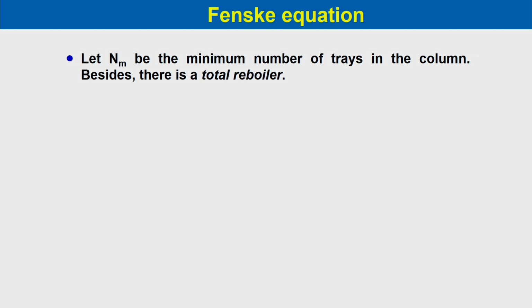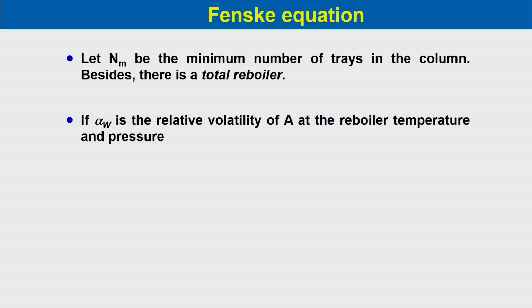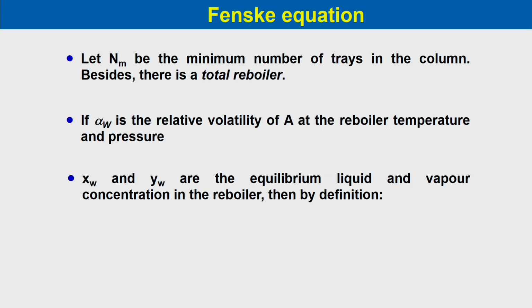Besides, there is a total reboiler. If alpha W is the relative volatility of A at the reboiler temperature and pressure, and XW and YW are the equilibrium liquid and vapor concentrations in the reboiler, then by definition we can write YW by 1 minus YW equal to alpha W into XW by 1 minus XW.